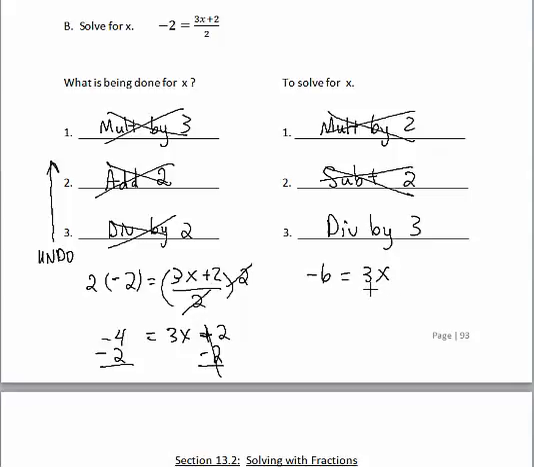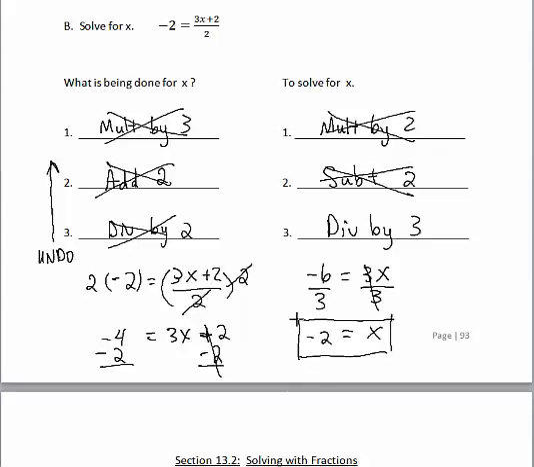It's probably obvious without looking at the list that to get the x by itself we need to divide by 3, because the 3 is multiplying the x. We want to do that on both sides. So there's our x, and negative 6 divided by 3 is negative 2, and so there is our solution.